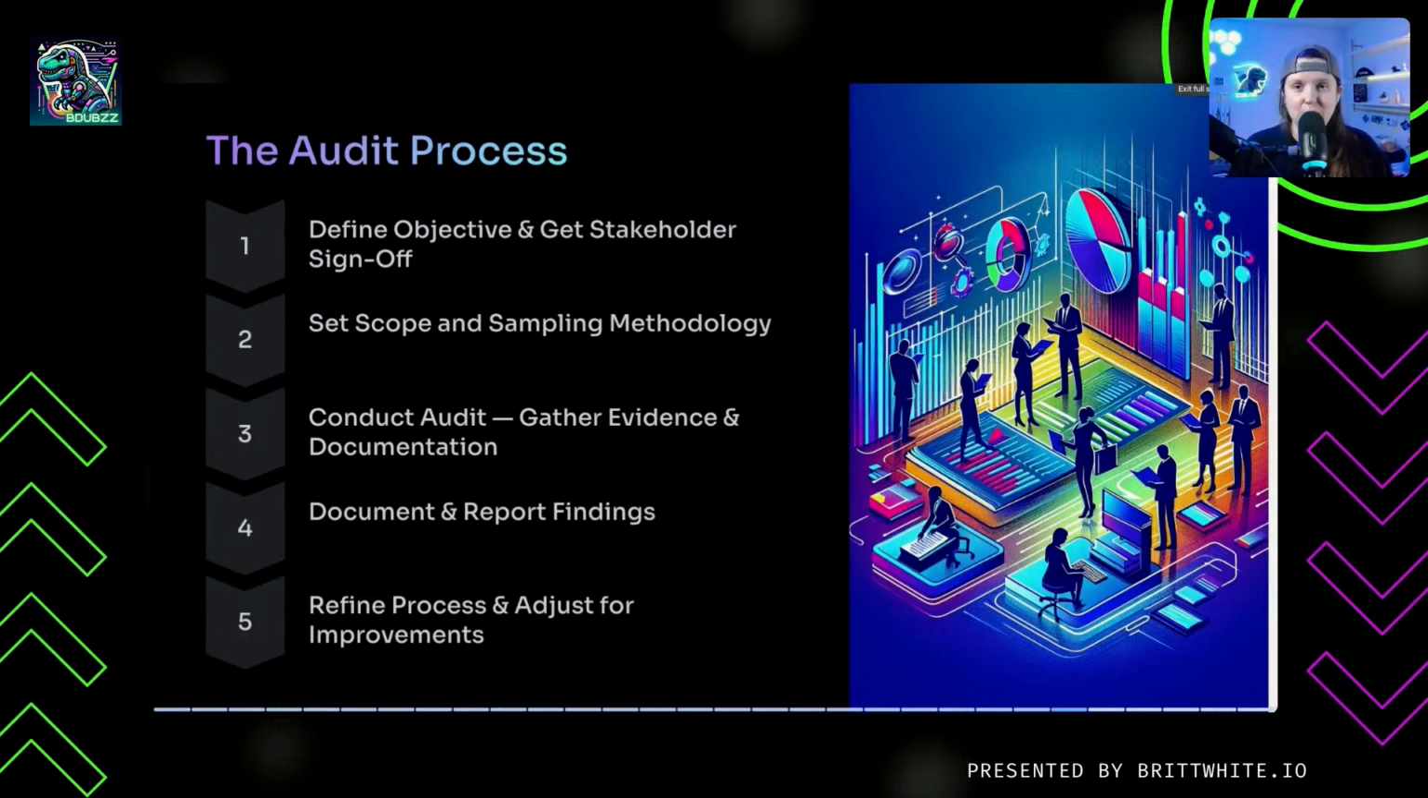Next, we set the scope. What exactly are we examining? This could range from just payment systems to the entire IT infrastructure. We include clear boundaries and establish a risk-based sampling methodology.